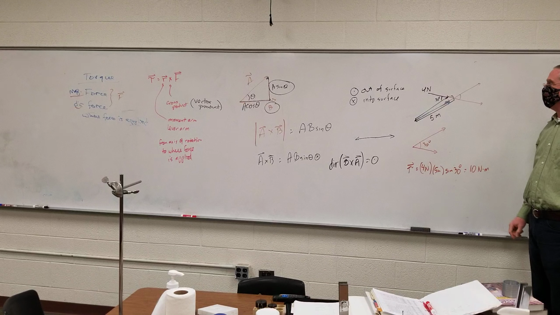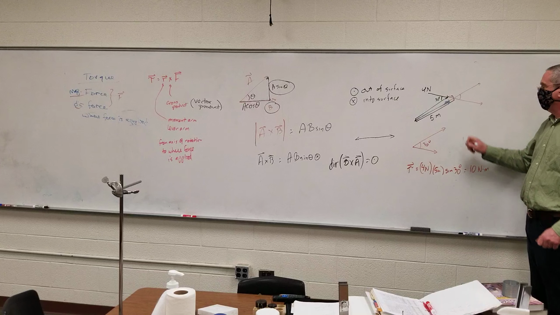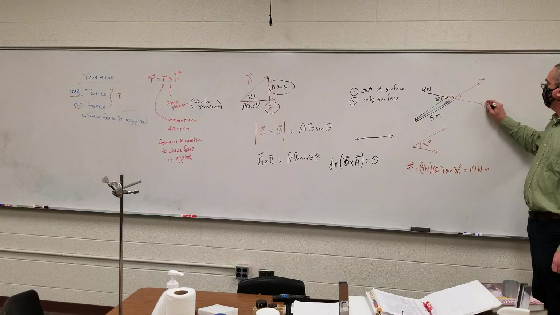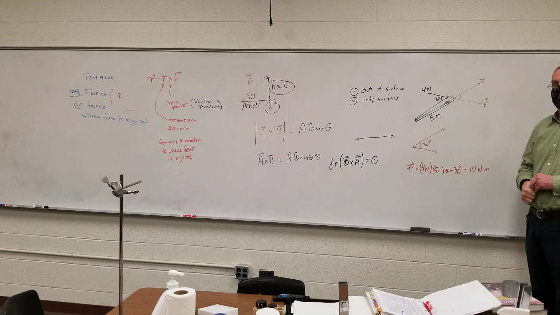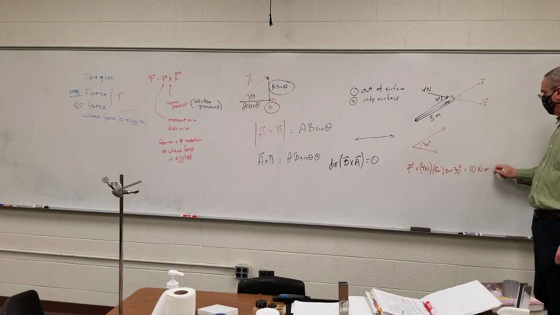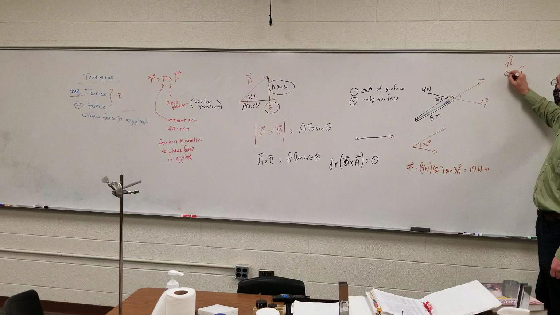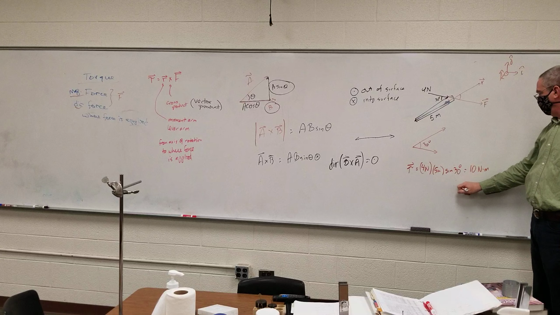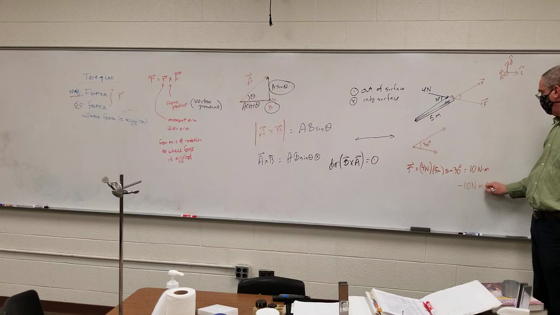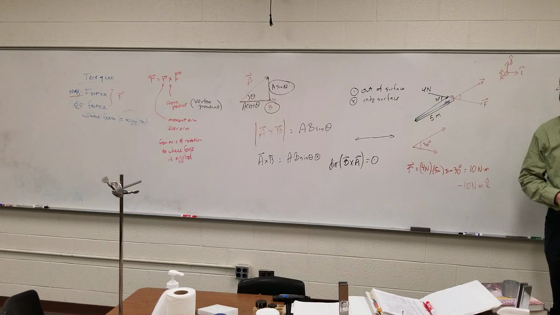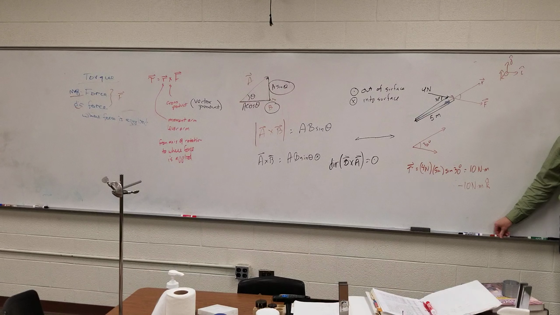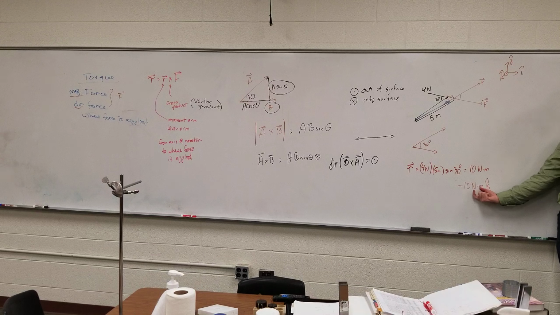But there's a direction here. What is the direction of the torque? Well, this is R, and this is F. It's into the board. Into the board. So if I establish a traditional right-handed coordinate system, i, j, and k, it would be negative 10 Newton meters k. So a couple things here. One, Newton meters is not joules. When dealing with torque, a Newton meter is a Newton meter.